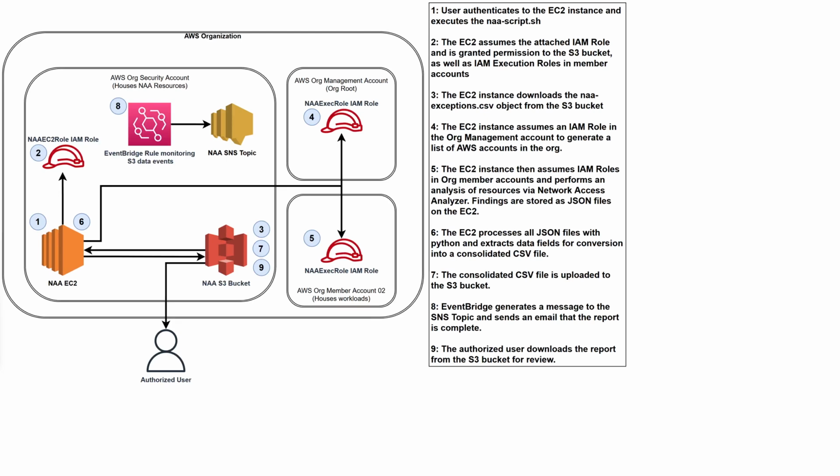Using that list, it analyzes each account in step number 5 to generate findings which are written back to the EC2 instance. Once all accounts are processed, step number 6 processes all of the findings into a CSV, and that CSV is packaged together and uploaded to the S3 bucket in step number 7. When the file is written to the S3 bucket, an SNS message is sent to the authorized user, letting them know that the report has been generated. In step number 9, the authorized user connects to the bucket, downloads the report, and can start reviewing the findings.